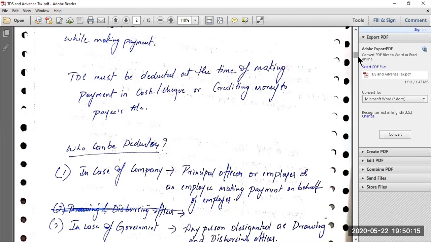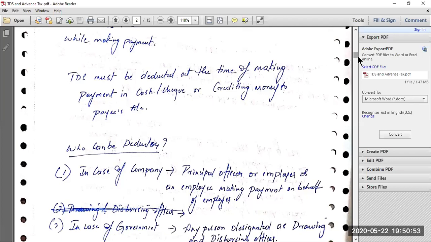Now let us understand who can be deductor. So who is responsible to deduct TDS? In case of company, basically a principal officer will be the person who will be appointed for making this deduction of TDS. In case the principal officer is not appointed, then the employer himself can deduct TDS. If the employer is also not deducting TDS, and there is any other employee who is making payment on behalf of the employer or on behalf of the company, then he will be supposed to deduct the amount of money while making payment. So in case of company, it will be either the principal officer or employer or any other employee who is making payment on behalf of the company or employer. So they can be deductor.